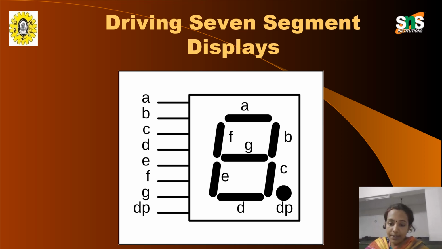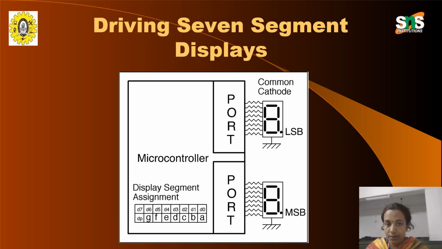Why do we call it a 7-segment display? Because the segments are called A, B, C, D, E, F, G. So when all the segments are on, then we will be getting 8. When G is off, we will be getting 0. When F and E are off, we will be getting number 3. Likewise, we can display the numbers. So because of that reason, we say it as 7-segment display.